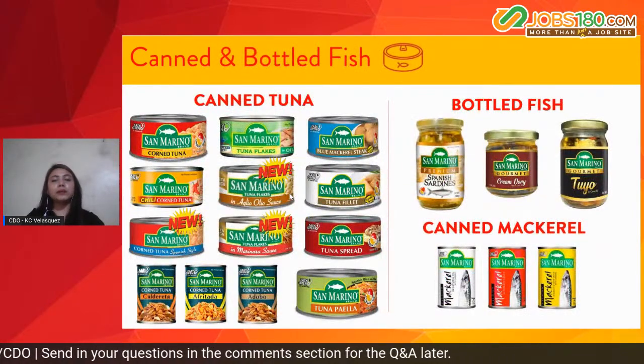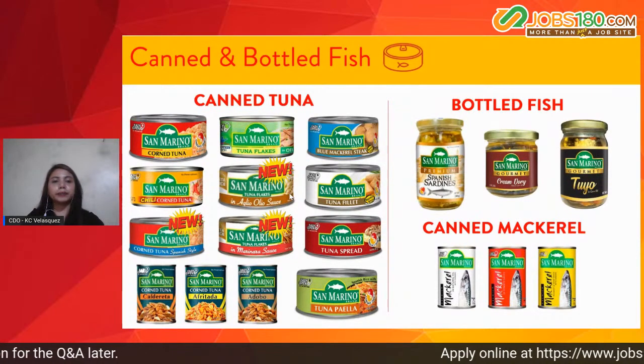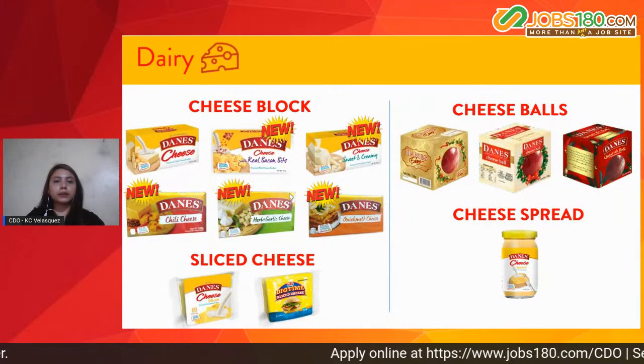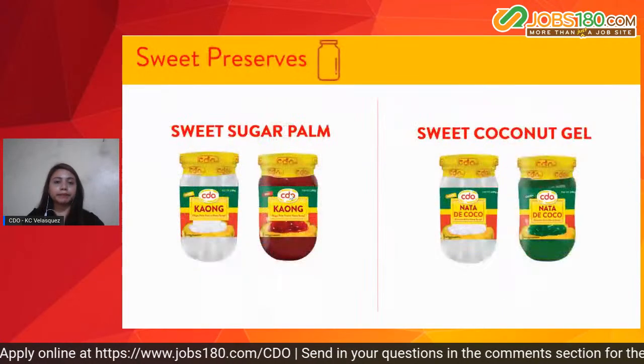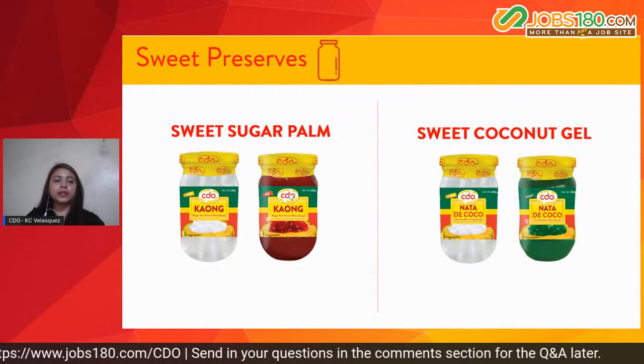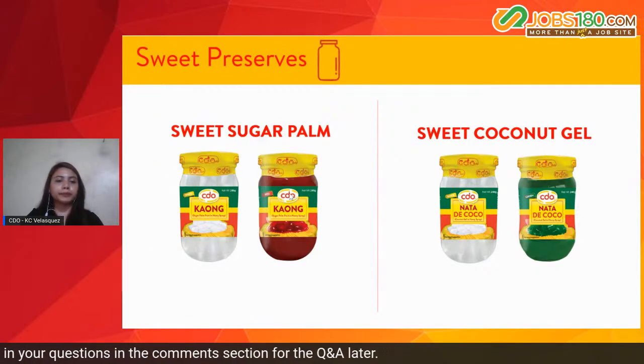For the canned tuna, we have San Marino bottled fish, Spanish sardines, cream dory, and canned mackerel. We also have products with dairies, cheese block, sliced cheese, cheese balls, cheese bread. And lastly, we have sweet preserves, no? Kaong and nata de coco.